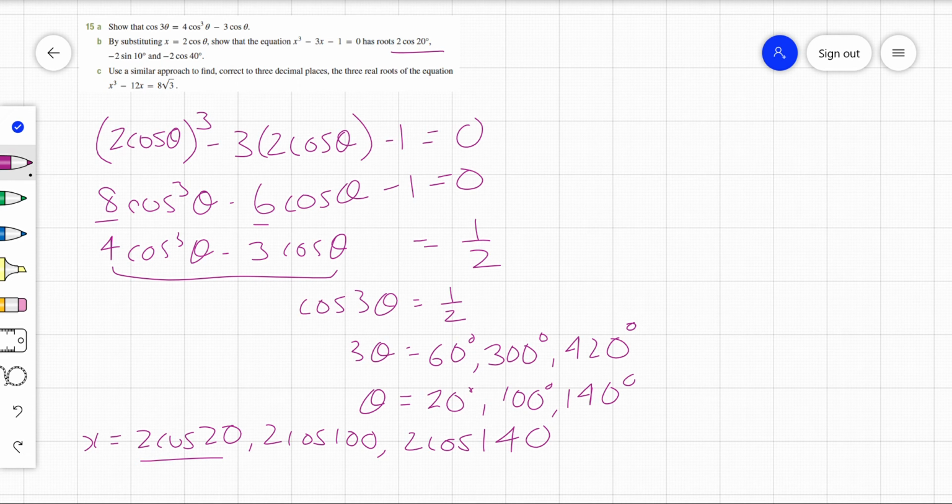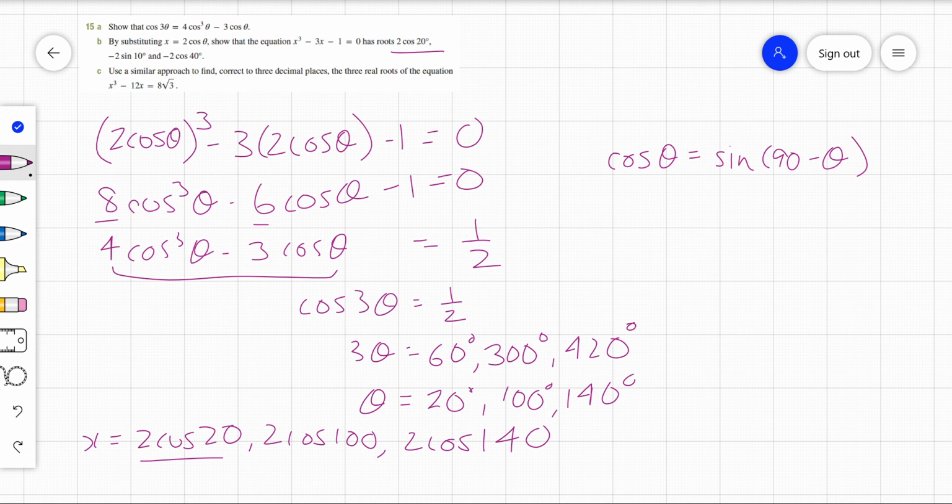So why does the 2cos 100 look like minus 2 sin 10? Alright, so just remember that cos θ is the same as sin of 90 minus θ. They're complementary. Remember, they're a 90 degree phase out, the sine and cos.